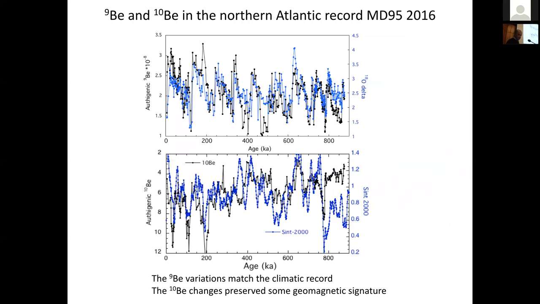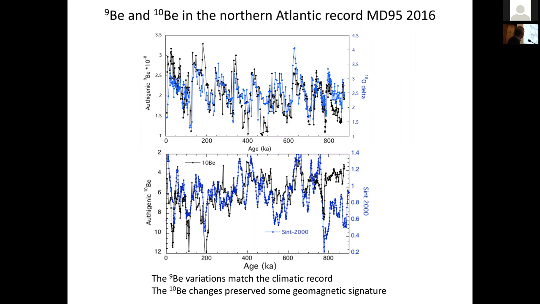It's not beryllium 10, because if we plot beryllium 10 directly without any normalization and compare it to the SEN 2000 record, it doesn't really fit. But there is sometimes some coherency, so there is some remaining signal there. The problem is linked to the normalization. The problem is linked to the beryllium 9.